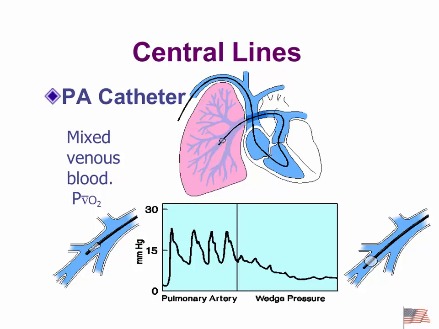PA catheter. Remember back to module G from 1050, that horrid hemodynamic module that made you cry? We talked about floating a catheter through a large vein into the superior or inferior vena cava, and then into the right atrium, through the right ventricle and into the pulmonary artery. Measure pulmonary artery pressure. We can also draw blood off that distal tip. That blood is considered mixed venous.